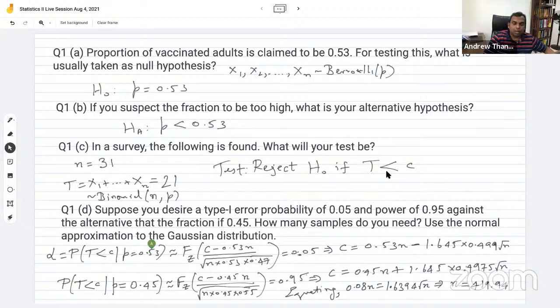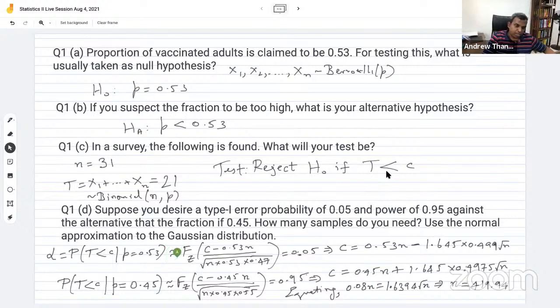That is the type 1 error probability: the probability of rejecting the null given that the null is true. Now, notice what I'm doing here. I'm doing an approximation.